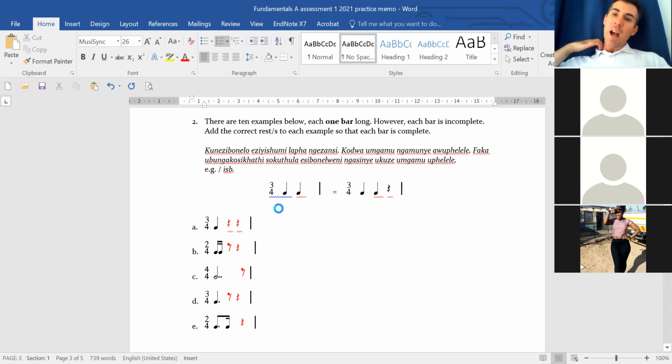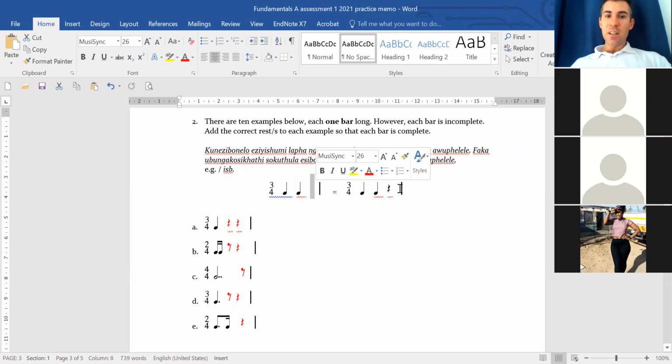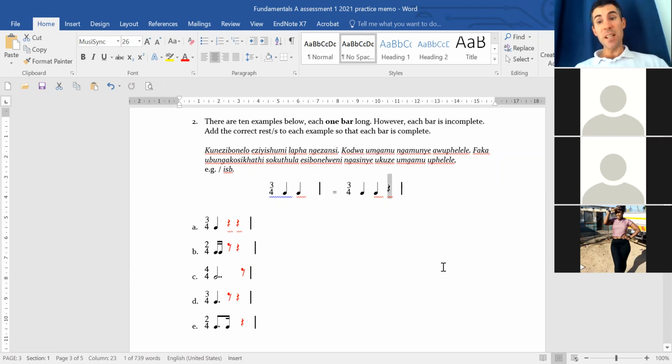Here's 3-4. How many beats do we need to have? How many crotchet beats do we need to have for each of these bars in 3-4? 3, yes. And how much is this one worth? 1. And this one? 1. So 1 + 1 = 2. We need three, but we've got two. So three minus two is equal to one. So we need to fill in one rest over here, or one beat rest. And so there is the one beat rest. Okay, so you see how this works? Kind of like working backwards.